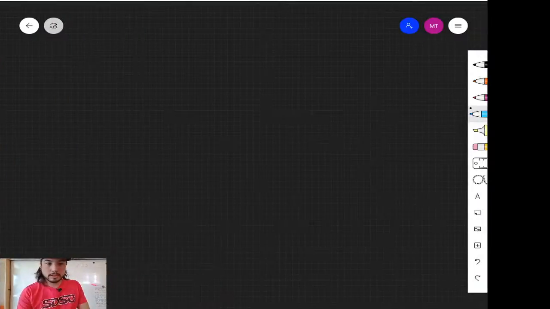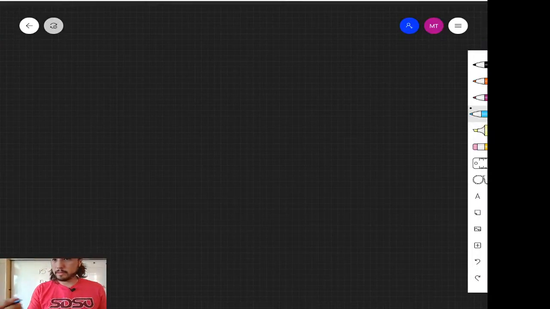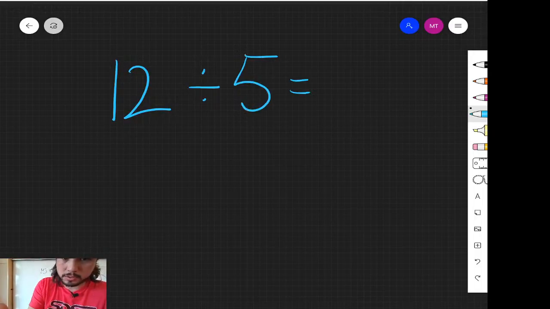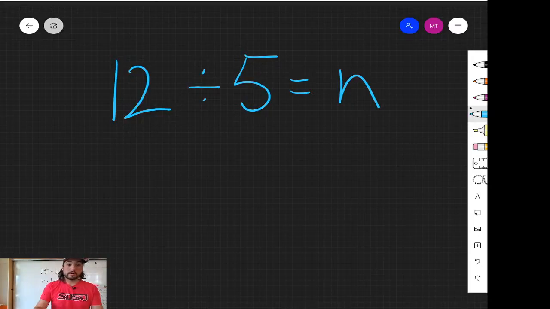So let's go to the digital whiteboard here, and let's try this one. Let's start with a whole number divided by a whole number. So remember, we're going to write a multiplication inverse to this. So let's do 12 divided by 5 equals n. Okay? So again, we are not solving for n.